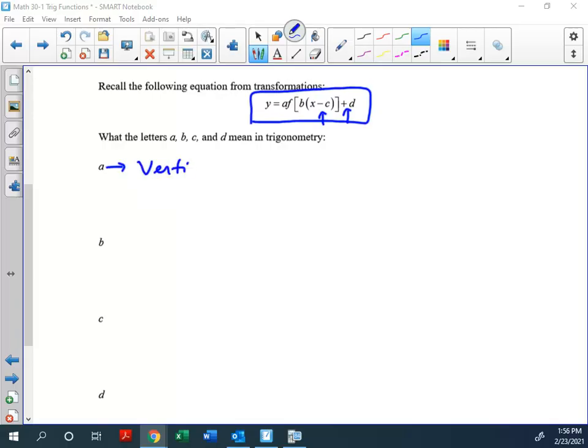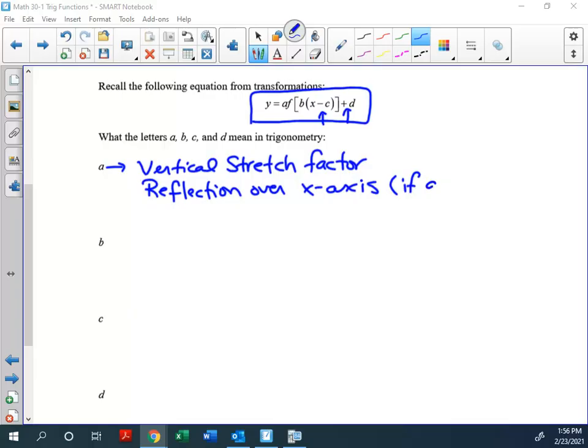This is our vertical stretch. It's our vertical stretch factor. We're used to that. It can also be a reflection over the x-axis. And that's, of course, if A is negative. So all of that is just like chapter 1. What we need to make sure that we recognize when it comes to trigonometry, the absolute value of A is now also called the amplitude. And as we discussed, that's the distance from the center to the top, the center to the bottom.